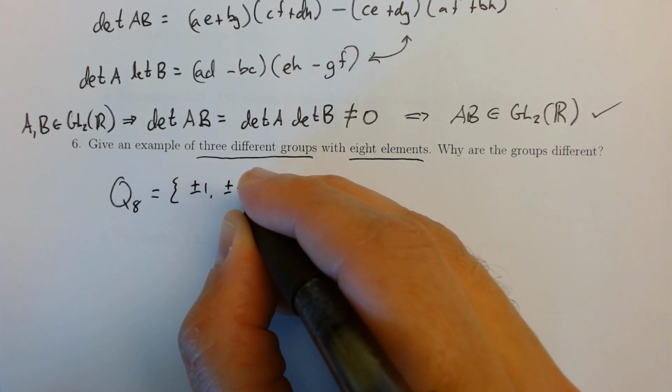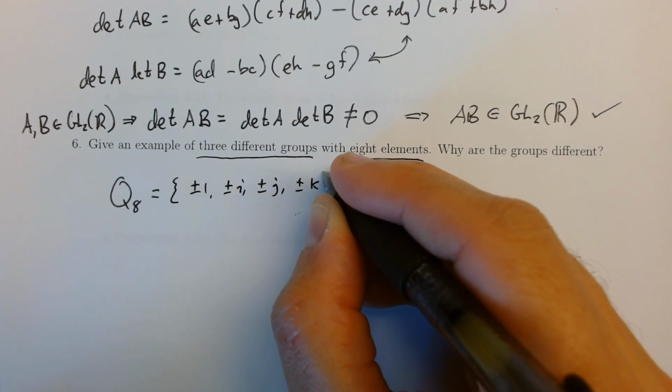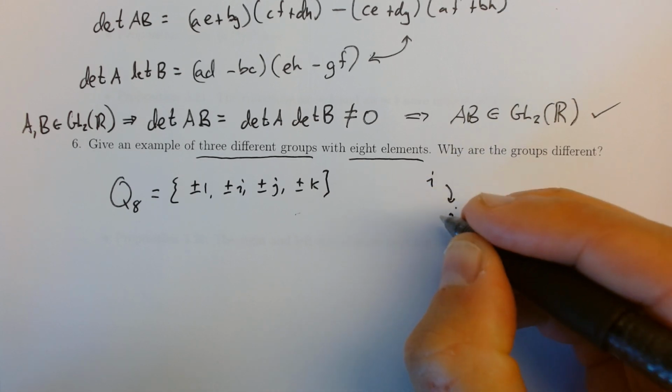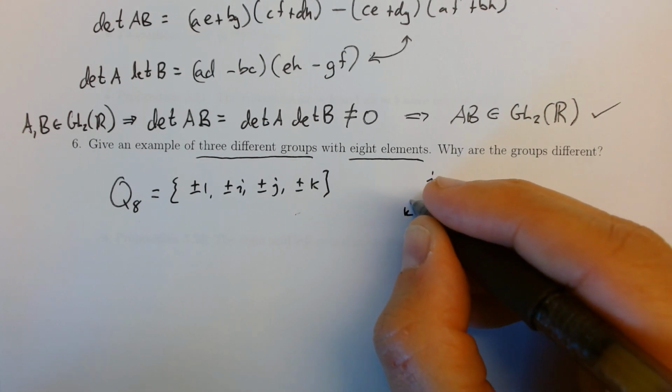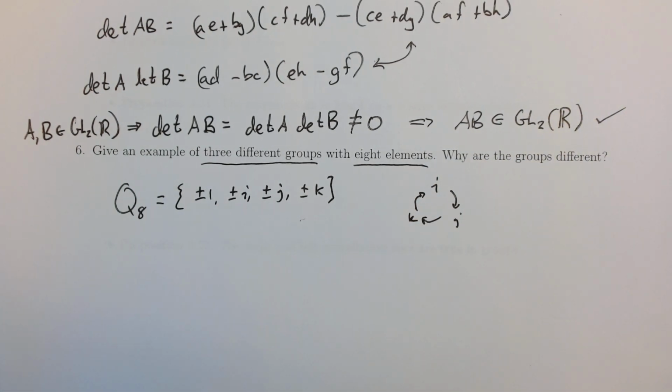Plus or minus 1, plus or minus i, plus or minus j, plus or minus k. And with all those things, I'll just put the little circle here again, i, j, and k. That's how they multiply, and if you go around the other way, it's negative. Now, how do we know we have different groups? Well, generally that's a hard question if we had really large groups. But one quick way to tell that you have different groups is looking at the order of the elements.